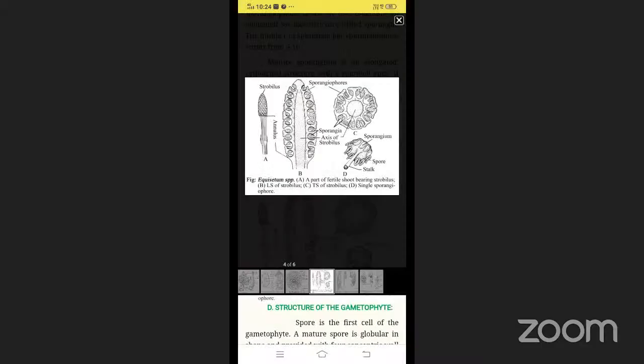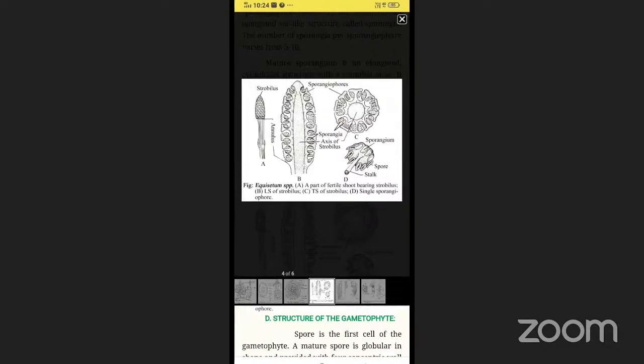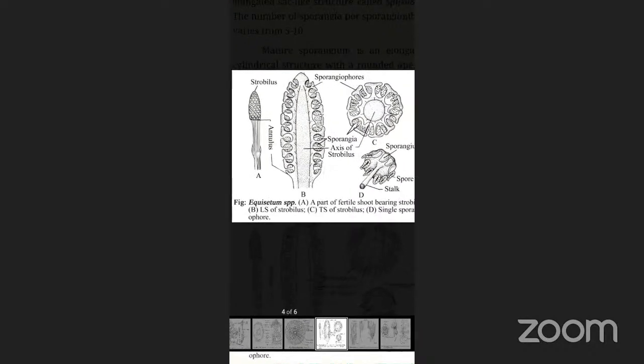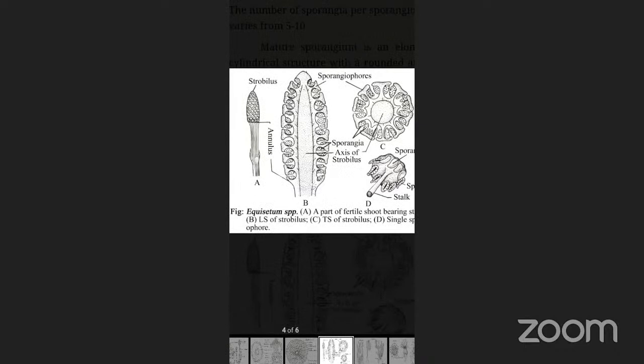So next one is the reproductive structure of the Equisetum. What is the reproductive structure here? This is also very important from the exam point of view. The sporophyte reproduces by vegetative as well as asexual reproduction, like Lycopodium.